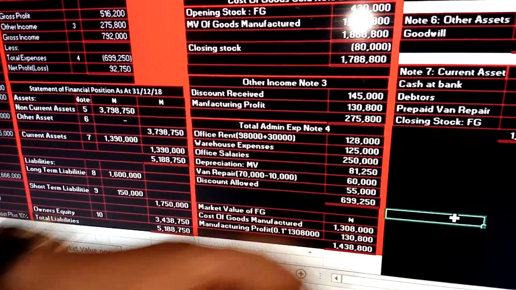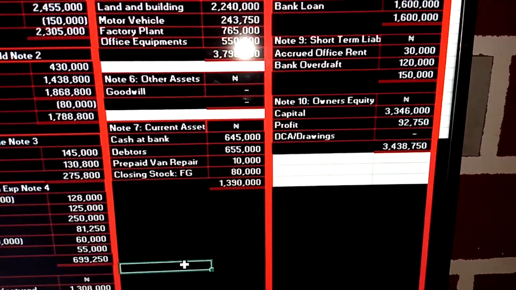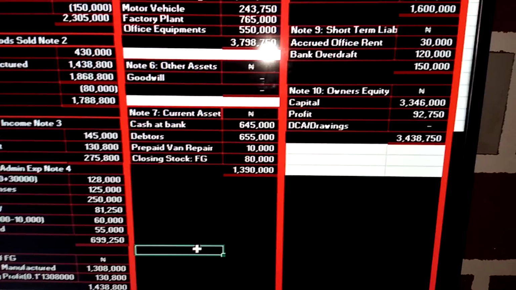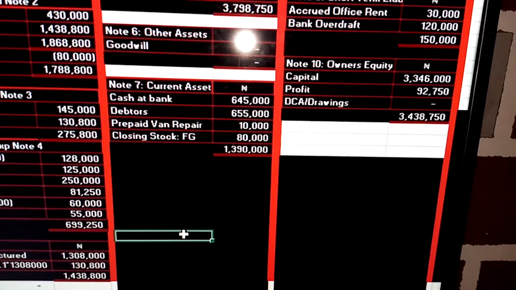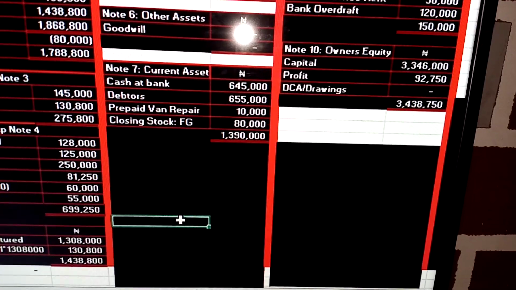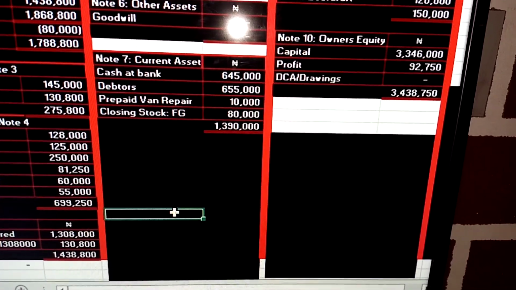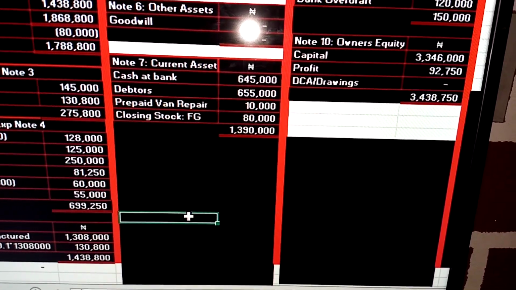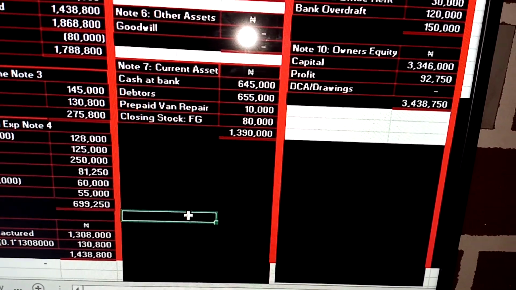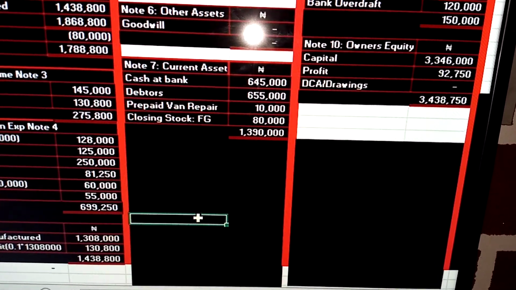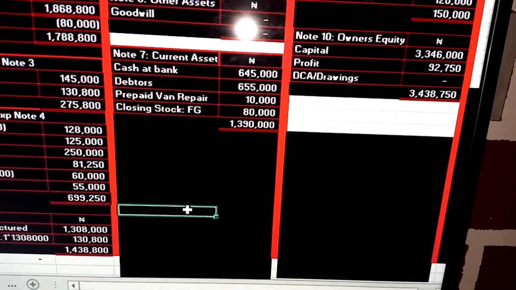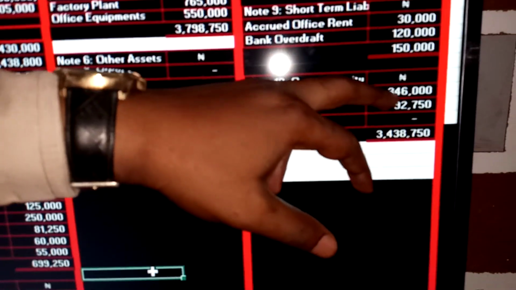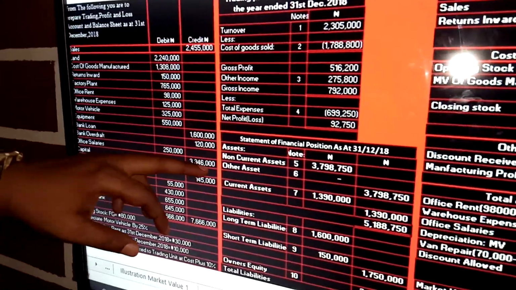Owner's equity. I already explained that your owner's equity is a function of your capital, profit, and drawings, or director's current account. Your capital is what you have invested in the business in terms of resources, and then profit is what you made as you run the business. Then drawings can be what the owner took out for his personal use. It can be director's current account as well. So your capital will increase when you make more profit, and reduce when you make losses. So capital here is 3,346,000. It's in the question. You can see capital here, 3,346,000.